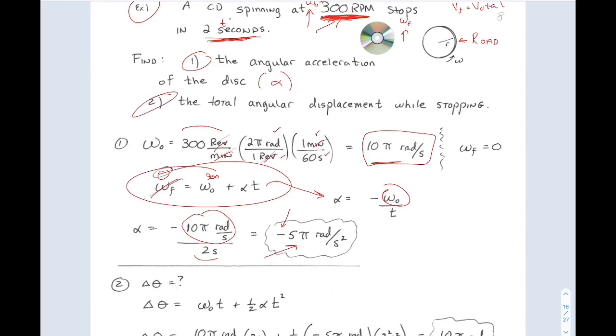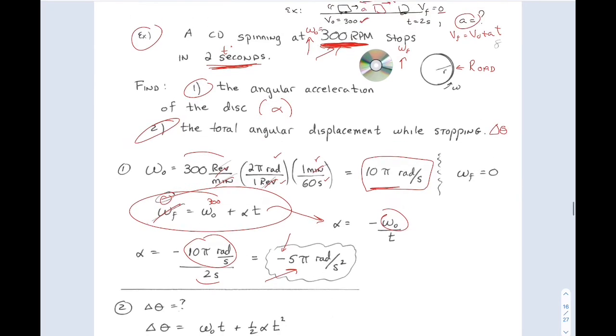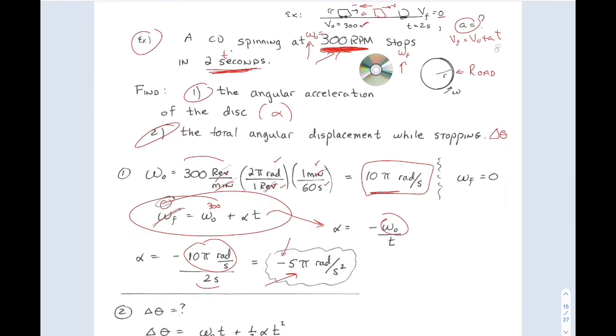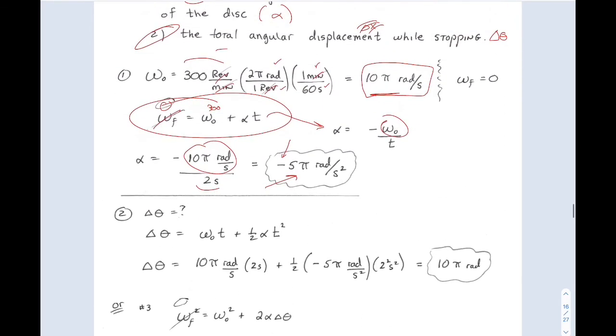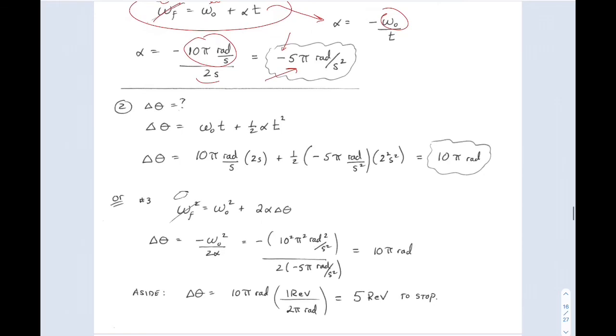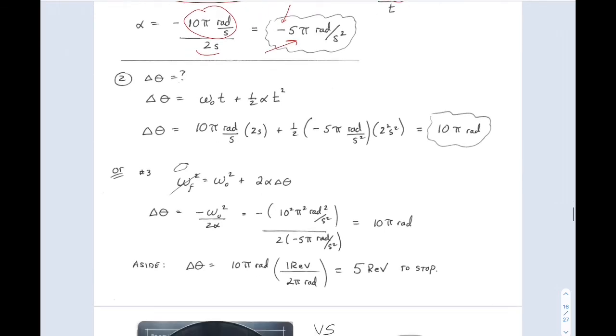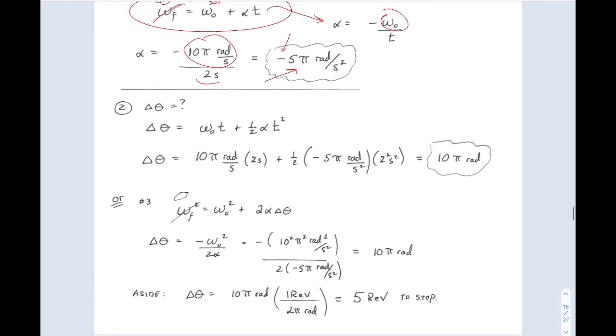Part 2, what's the total angular displacement? That's delta theta. So number 2, back in chapter 2, would be how far did the car go? You're looking for delta x back in chapter 2. So I want to know the total angular displacement delta theta, meaning how many times did it rotate, but in the units I want. So that's equation number 2.